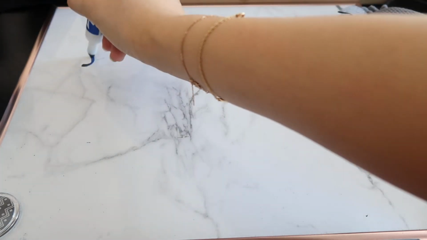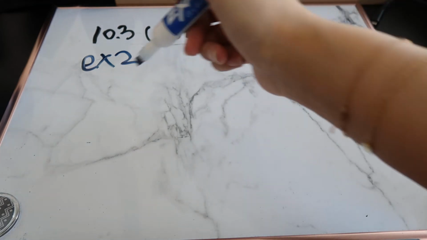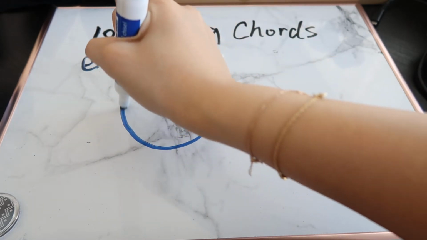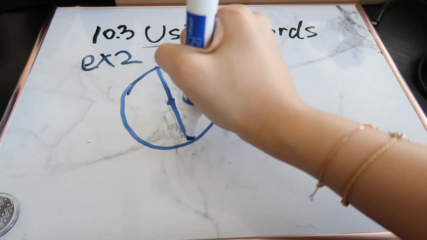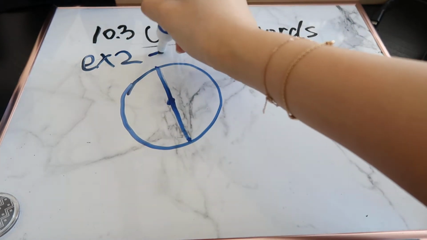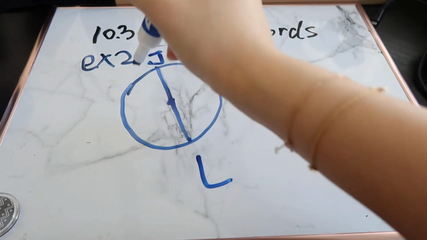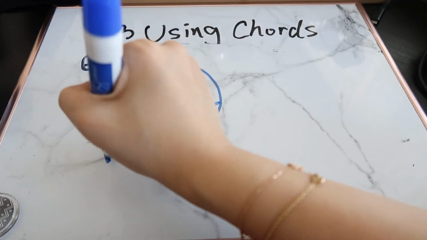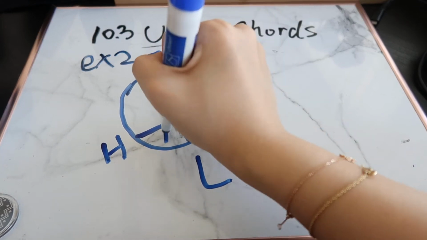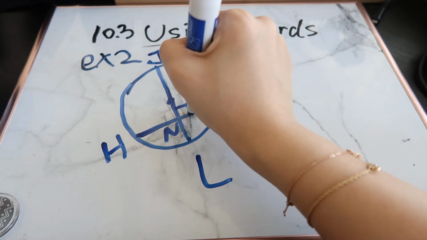Alright, so example 2 here. Let's say we have a circle and then we have the diameter. We call this J, L, and then here is the chord. We have H, and then this is N, this is K, and they're perpendicular to each other.